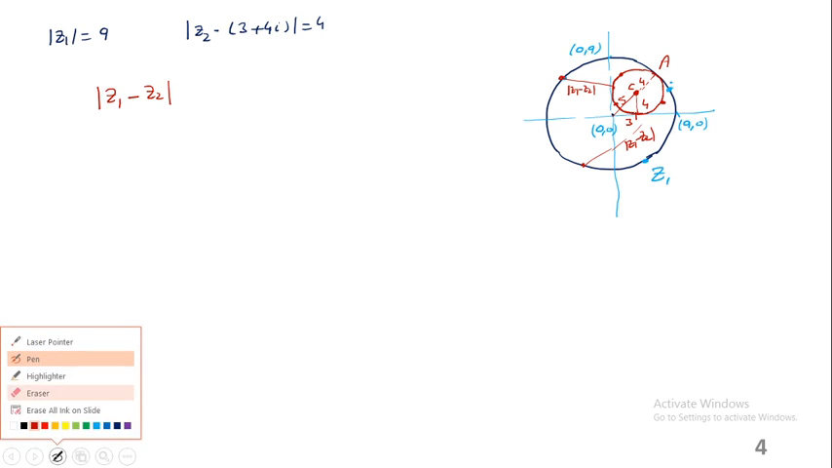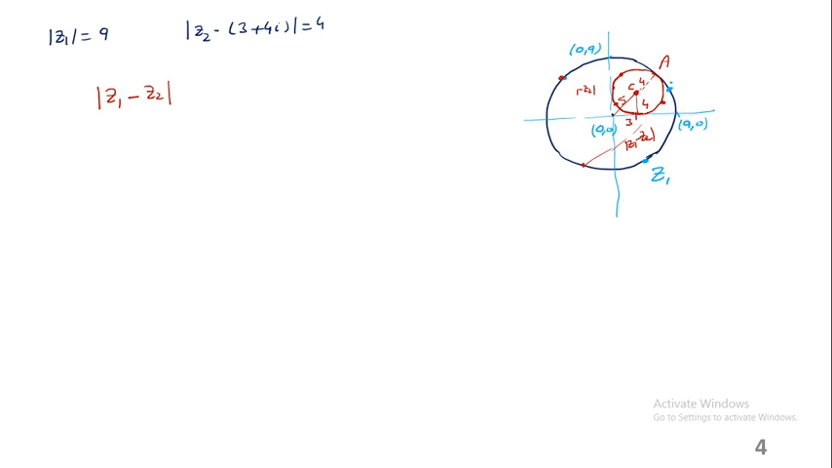Okay, so this length is quite large. This is not the minimum value of magnitude of Z1 minus Z2. This length is also very large. This is not the minimum value of magnitude of Z1 minus Z2.